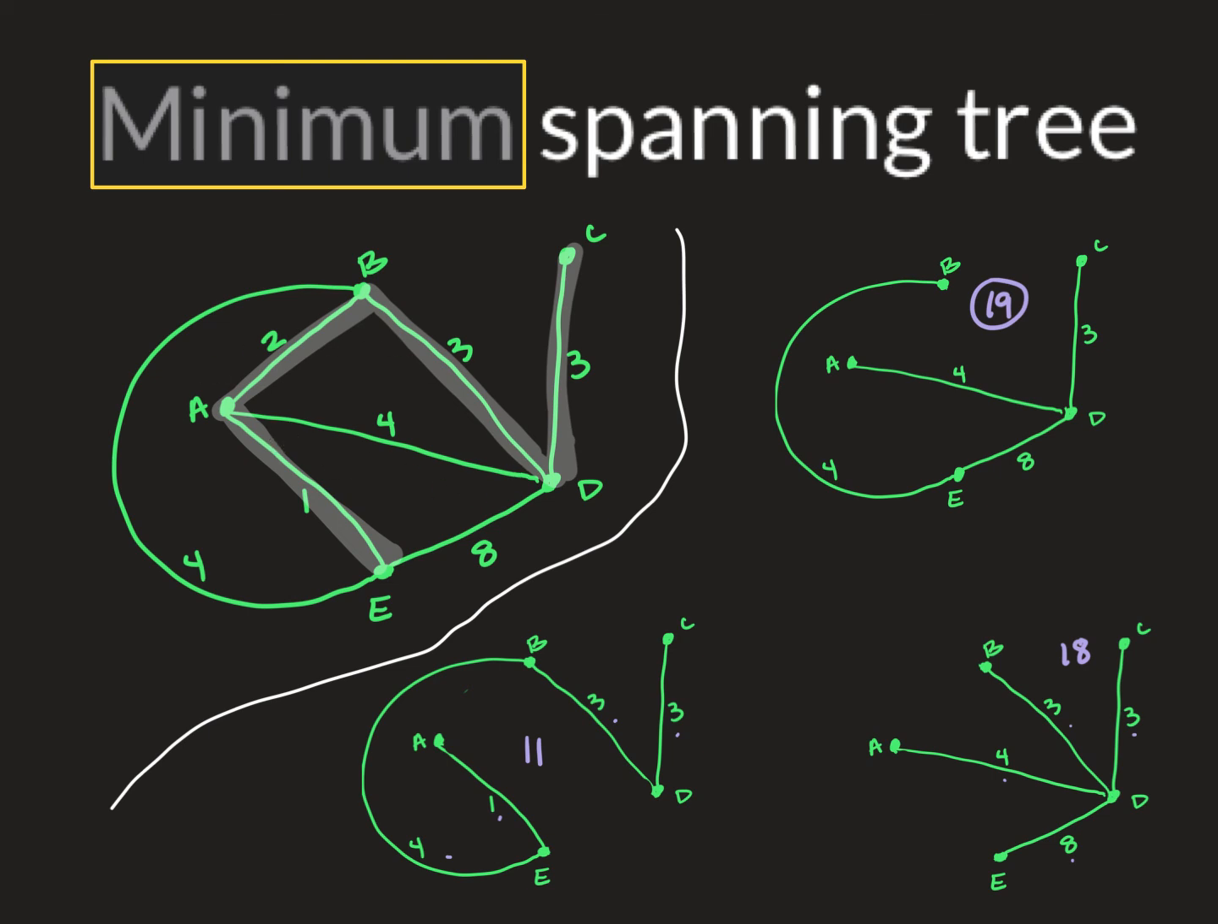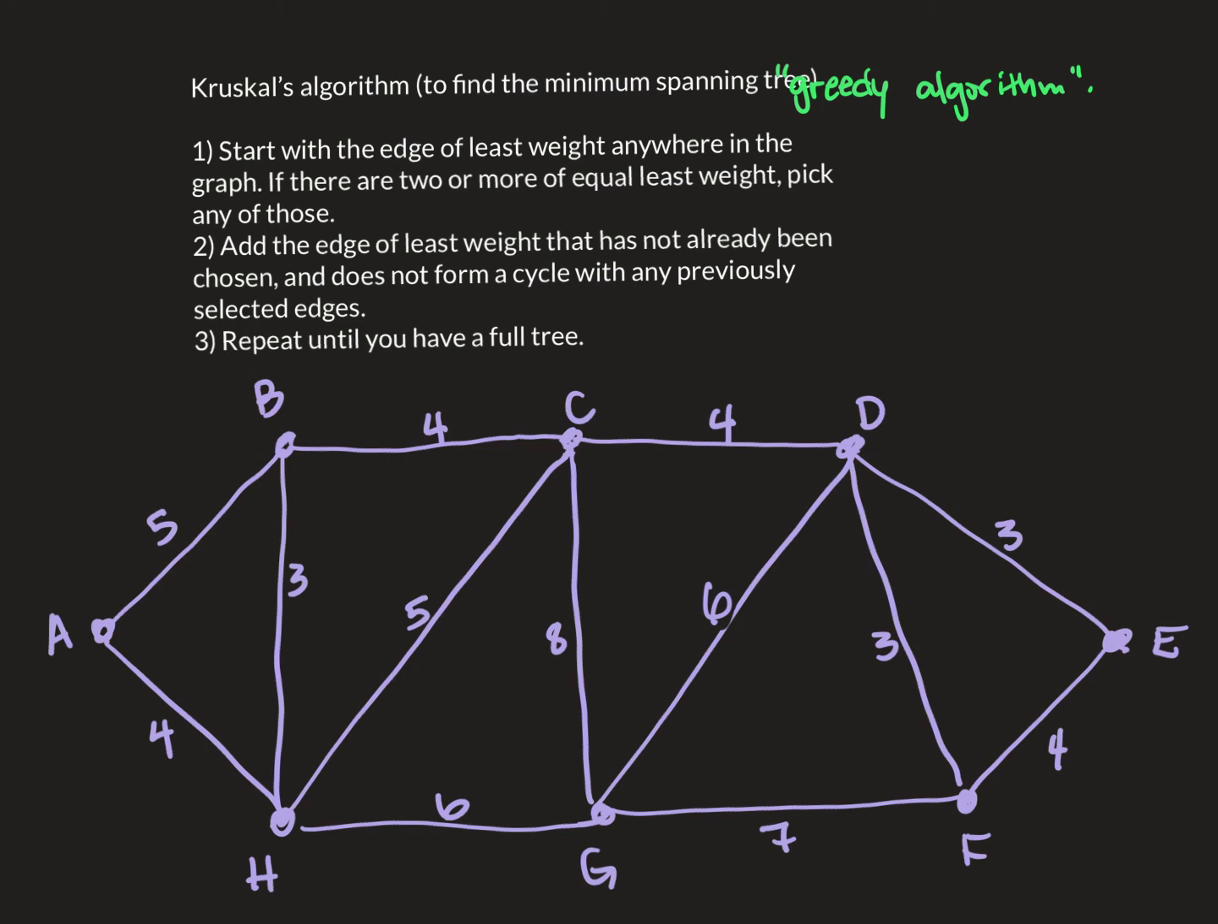So let's look at one more graph. So here's another graph that we will experiment with, but also this is the official algorithm. It's often called the greedy algorithm, and it is just for finding the minimum spanning tree. So you start with the edge of least weight anywhere in the graph. If there are 2 or more, pick any of those. So in this graph, we have 1, 2, 3 that are all each weight 3. So I'm going to randomly pick this one. Add the edge of least weight that has not already been chosen and does not form a cycle with any of the previous edges. So I'm going to make the 3s definitely part of my spanning graph.